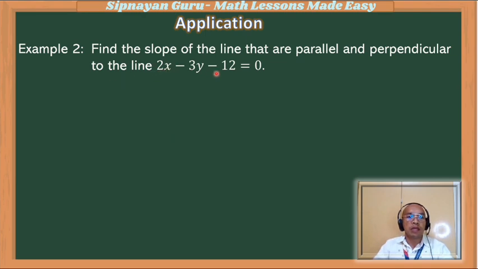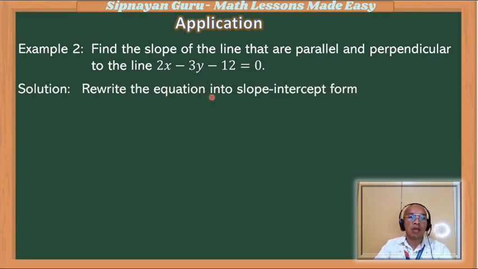Example number 2: find the slope of the line that are parallel and perpendicular to the line 2x minus 3y minus 12 equals 0. In this case, the line is given in general form. We need to rewrite the equation into the slope-intercept form, which is y equals mx plus b, so that we will be able to determine the slope of this line.